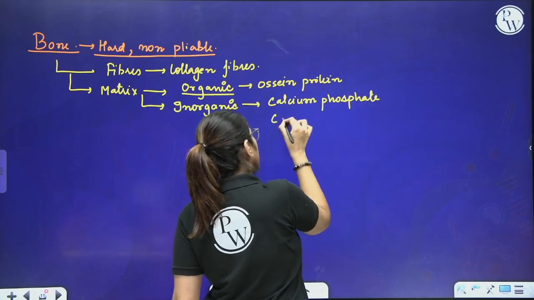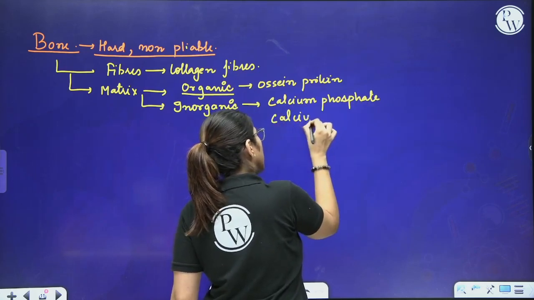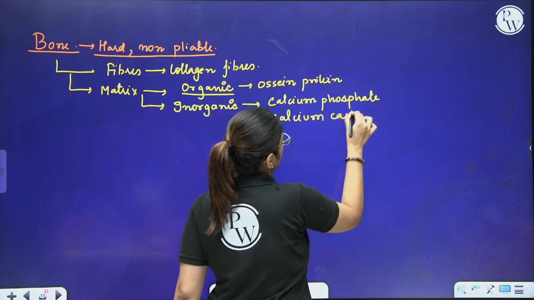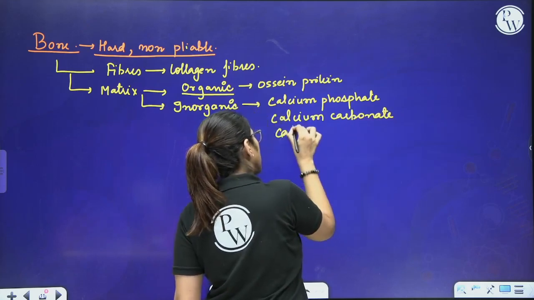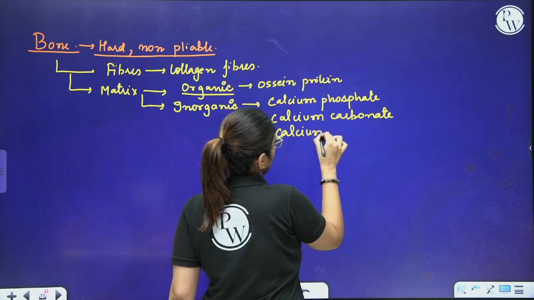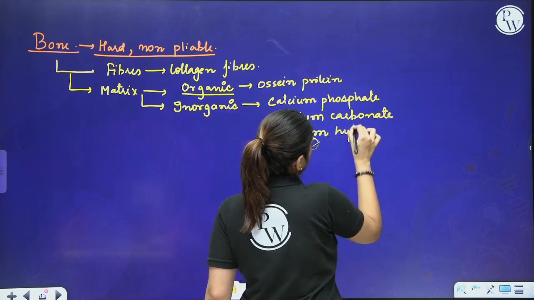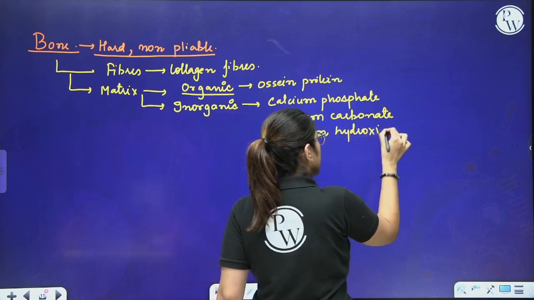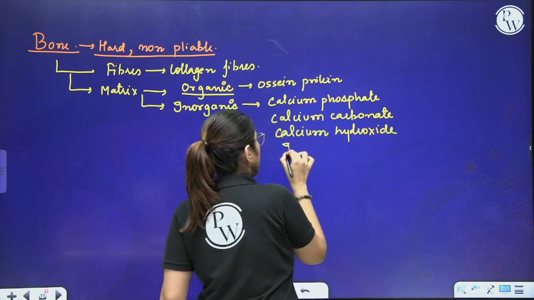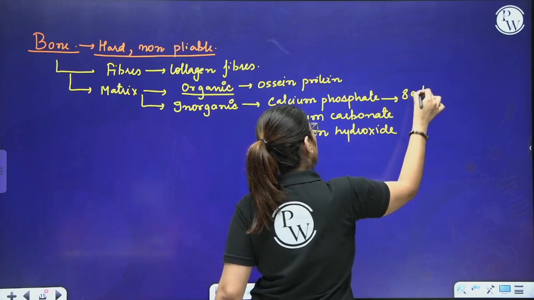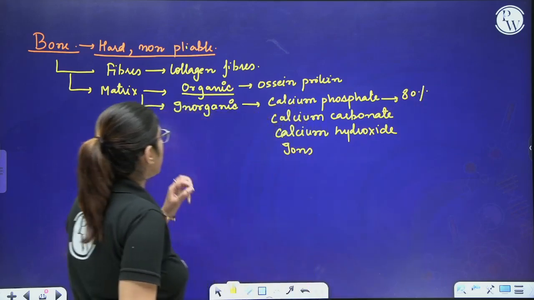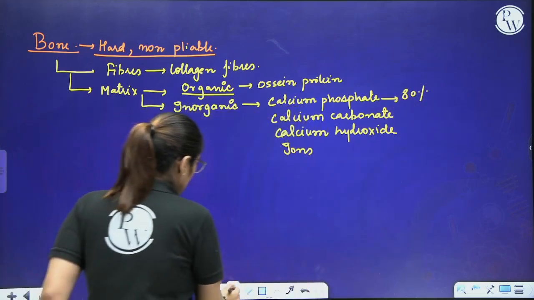calcium carbonate, calcium hydroxide, and other substances, other ions are also there, out of which more than 80% is calcium phosphate. This was a question which was again asked.